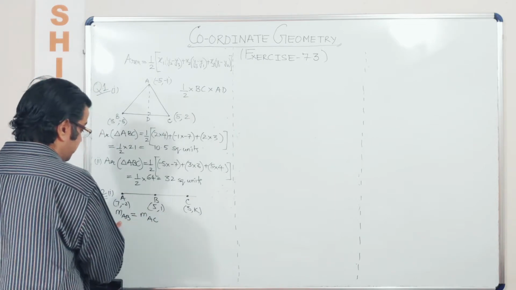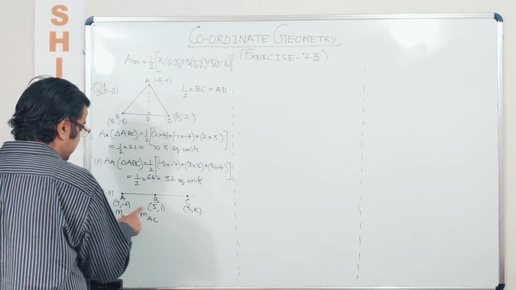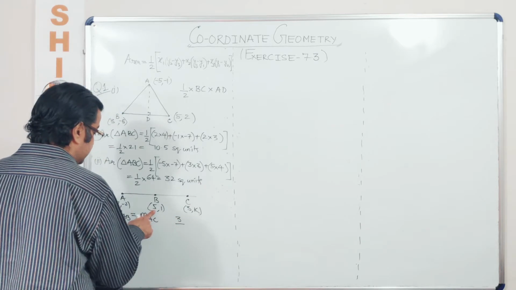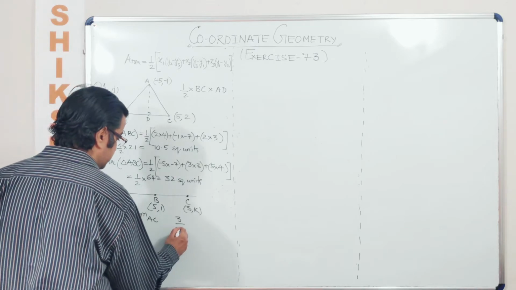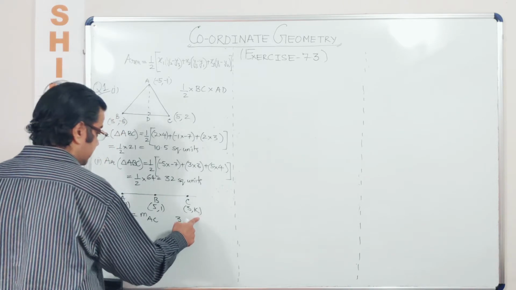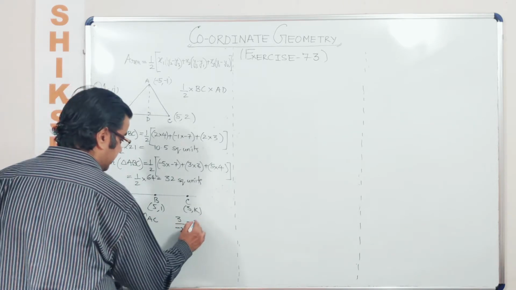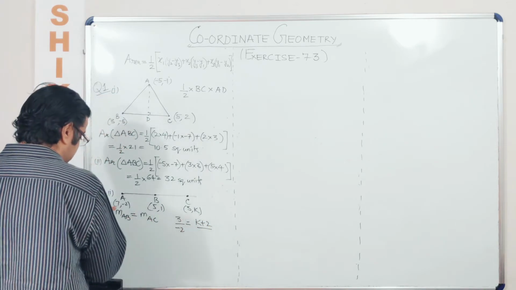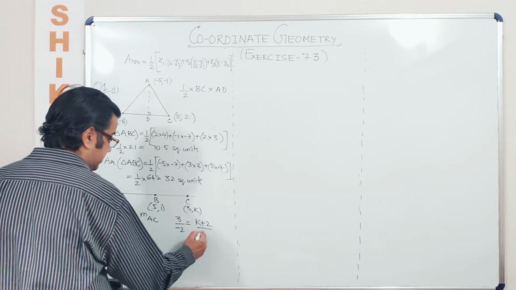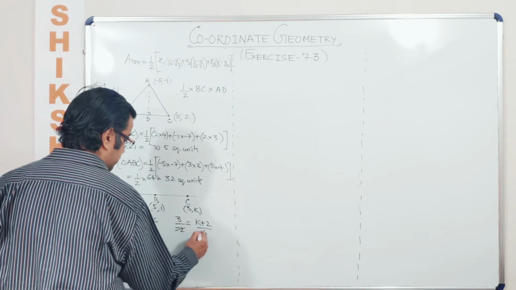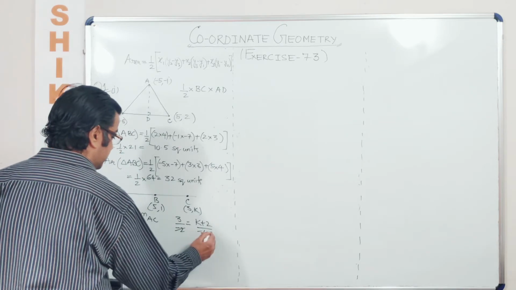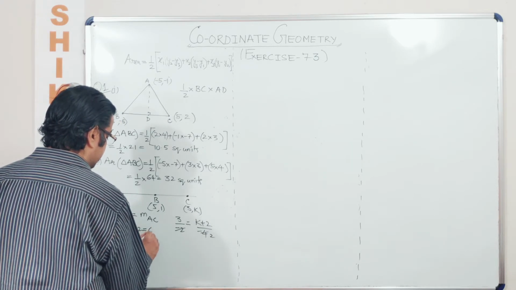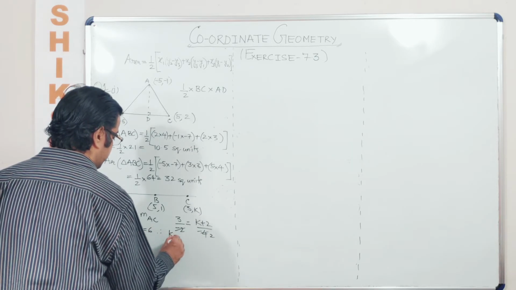So anyway, slope of AB becomes what? y2 minus y1, which is 3, divided by x2 minus x1, which is minus 2, should be the same as y2 minus y1, which is k plus 2, divided by x2 minus x1, which is minus 4. So from here I'll be able to say that k plus 2 is equal to 6, which means k is equal to 4.